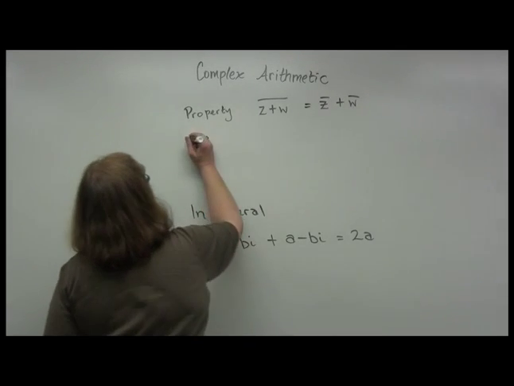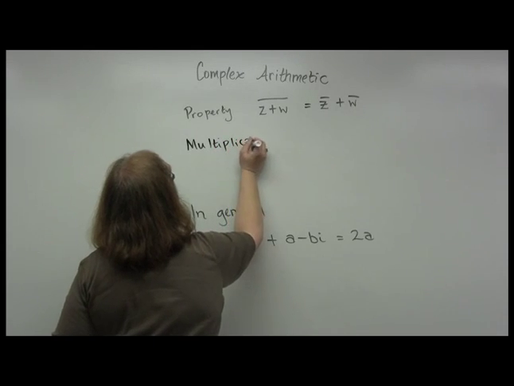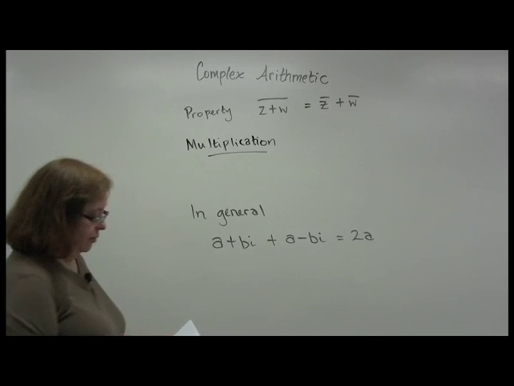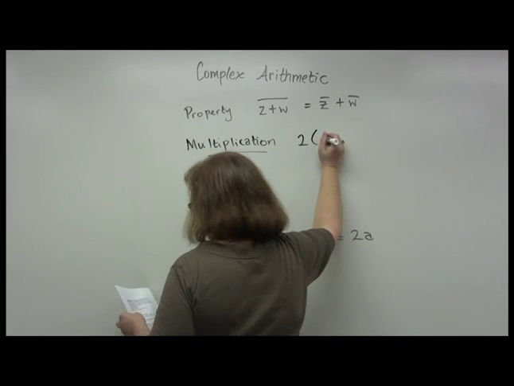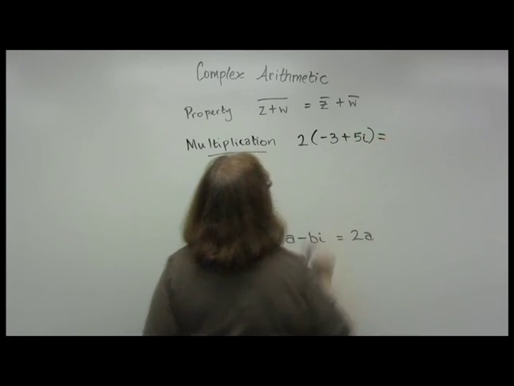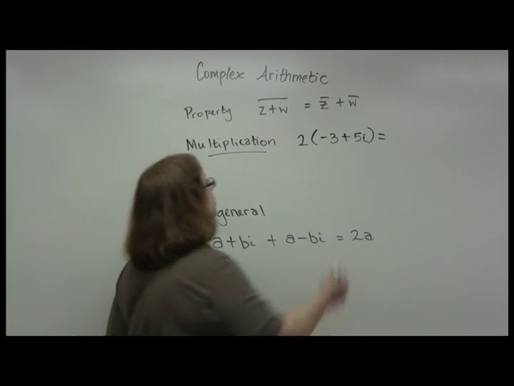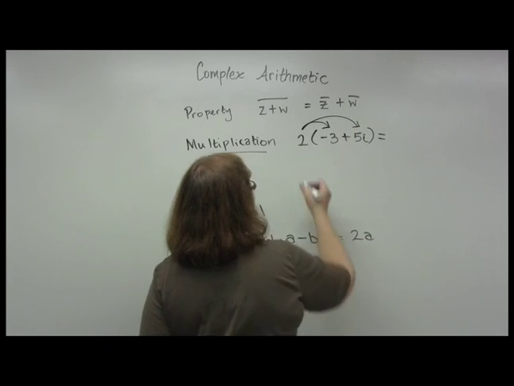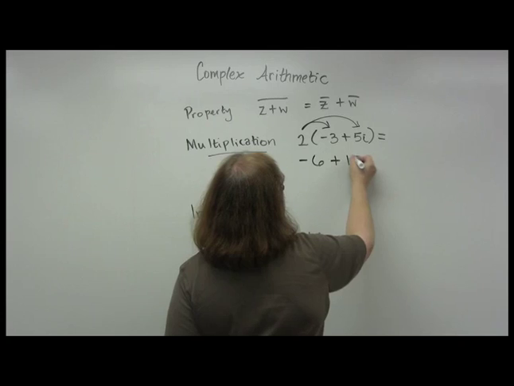Now for multiplication, if I want to multiply a scalar times a complex number, I just do what you did back in high school. Algebra 1 said you just distribute the 2 to both terms. And so I'm going to get negative 6 plus 10i.